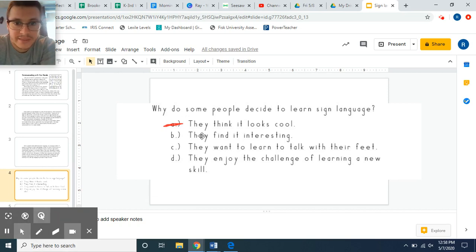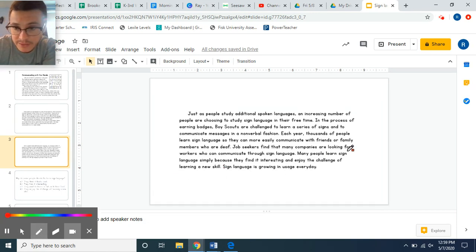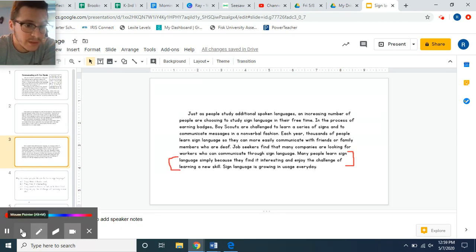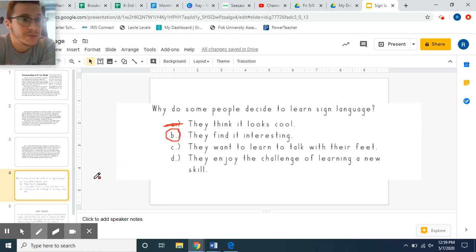Now, next one, they find it interesting. I think I remember them saying that that was one of the reasons in this paragraph. Let's see if we can find it. Oh, here it is. Many people learn sign language simply because they find it interesting. So if we can underline that or make little brackets around it, we know that that is definitely one of the correct choices. So we're going to go back here and we're going to circle it. They find it interesting. That is one reason why some people decide to learn sign language. They just find it interesting and they want to learn more about it.